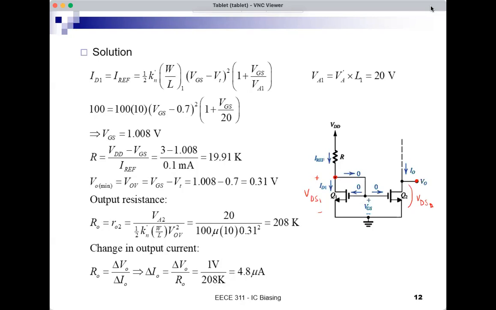The nominal current is 100. And an increase in the output voltage of 1 volt would increase the current by 5 microamp. So that's 5%. So this is, I would say, a decent current source. An increase of 1 volt in the output voltage would increase the current by 5%. That's not too bad. That's pretty good. And of course, if I can make the output resistance larger, then this increase in current would be smaller, and I will be closer to the ideal case.